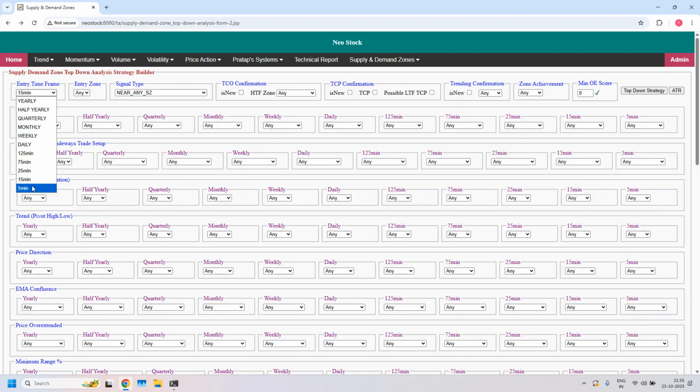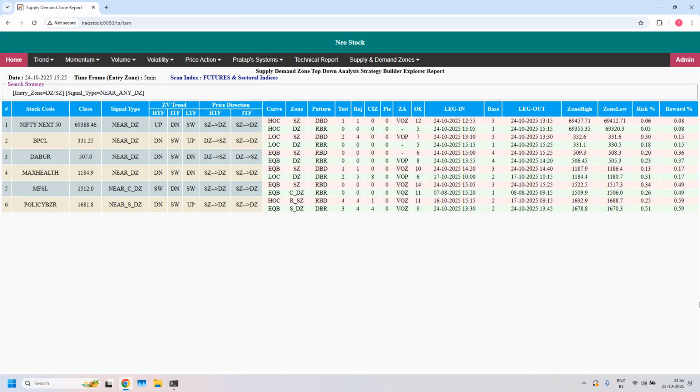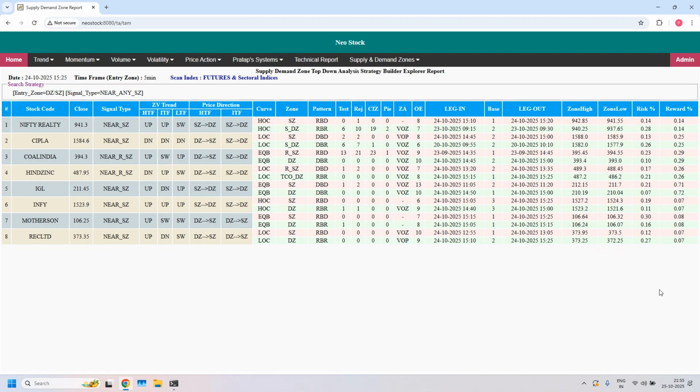Next time frame is 5 minutes. Stocks near to the 5 minutes demand zone. We got 6 stocks. Next, stocks near to the 5 minutes supply zone. We got 8 stocks. So this is stocks near demand and supply zones.